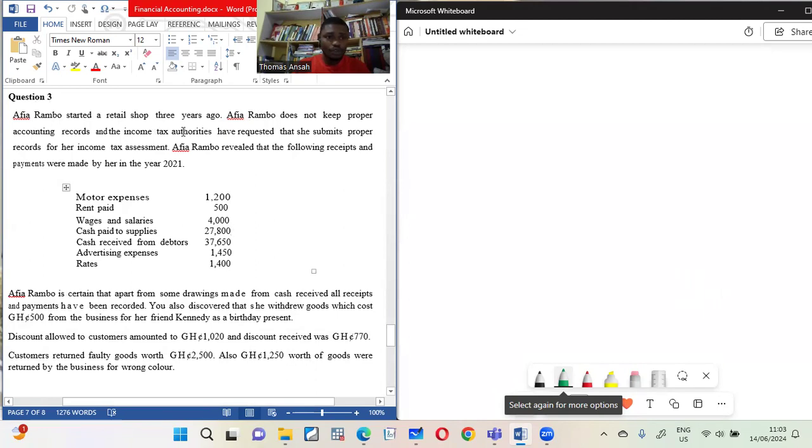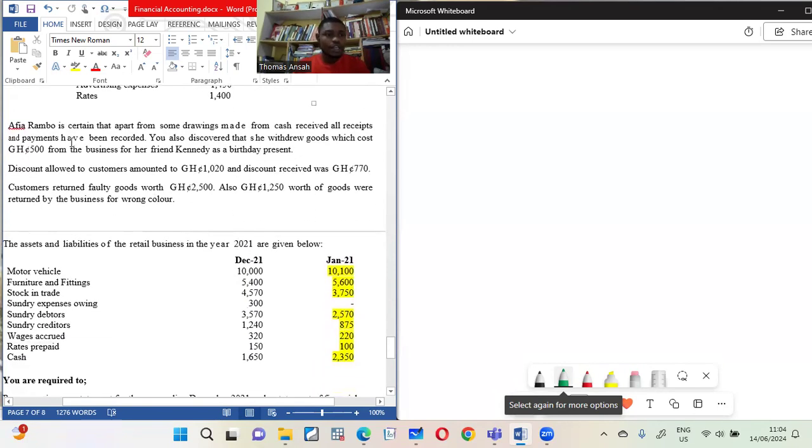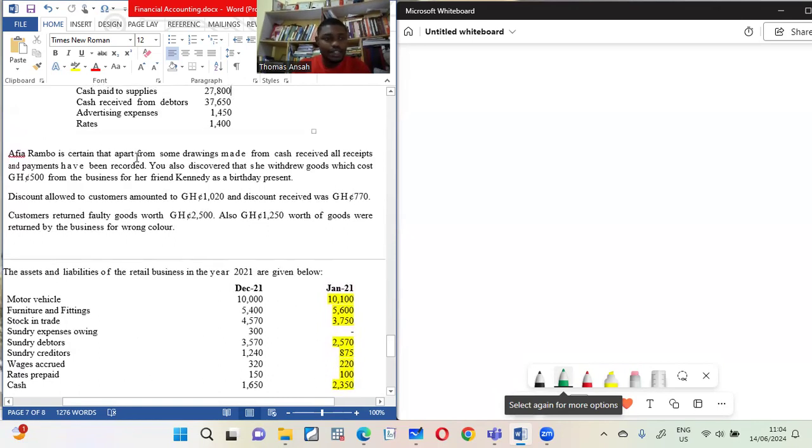Ama Rambo does not keep records well, so the tax authorities have requested that she submit proper records for income tax assessment. Ama Rambo reviews that the following receipts and payments were made during the year 2021. So all these are receipts and payments. Ama Rambo is certain that apart from the drawings made from cash, all receipts and payments have been recorded. She also withdrew goods which cost 500 from the business for her friend Kennedy as a birthday present.